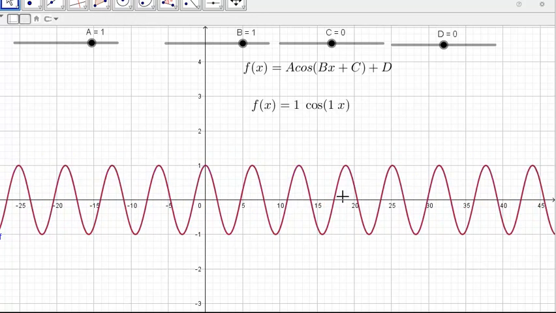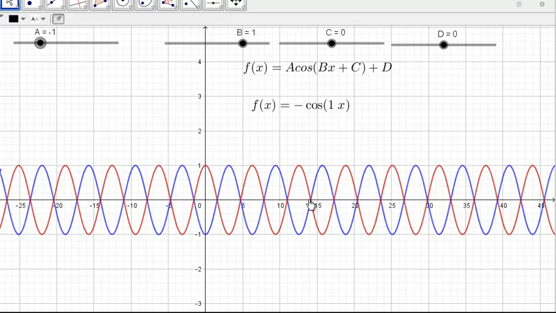So here is our cosine, and let's make b -1. So that will give us a reflection about the y-axis. Notice we see no difference. Why? Because now we're dealing with an even function. However, if you make a negative 1, this will give us reflection about the x-axis, and so we see here. So be aware of these subtle differences between the sine and cosine functions and how these functions are affected by these parameters, especially when we make a and b negative.